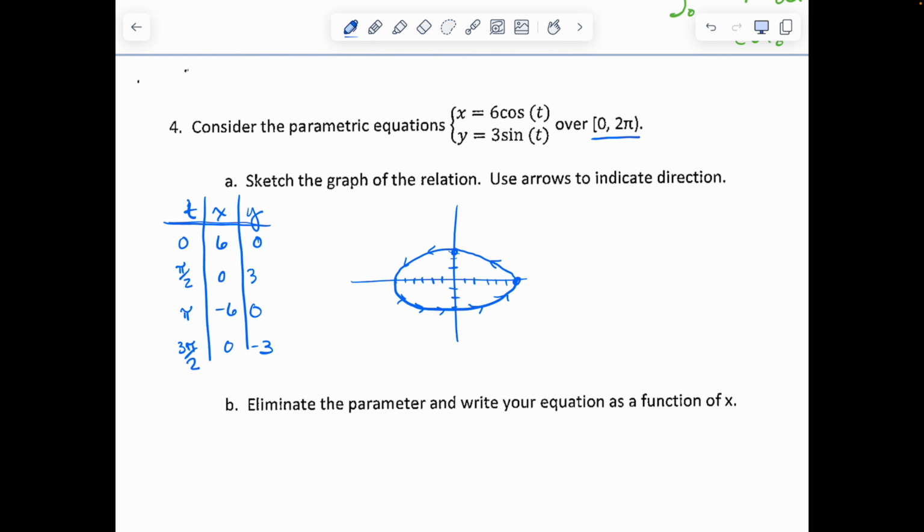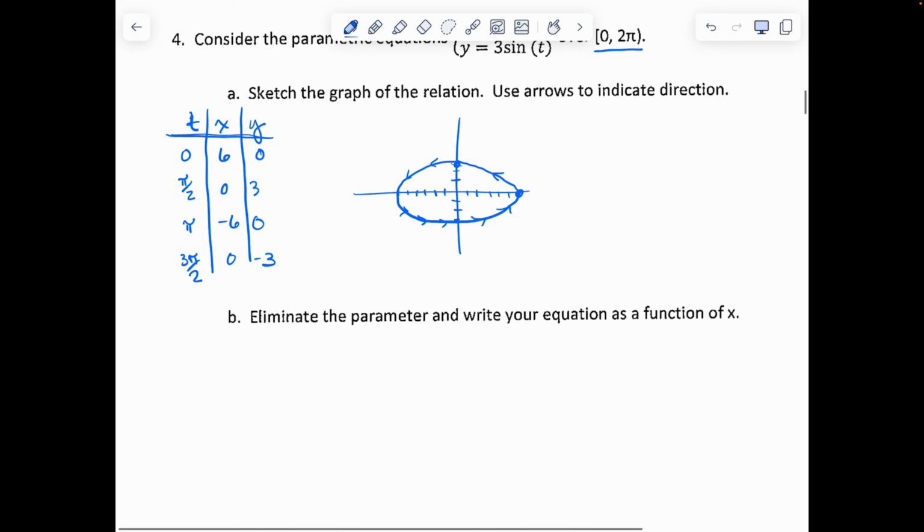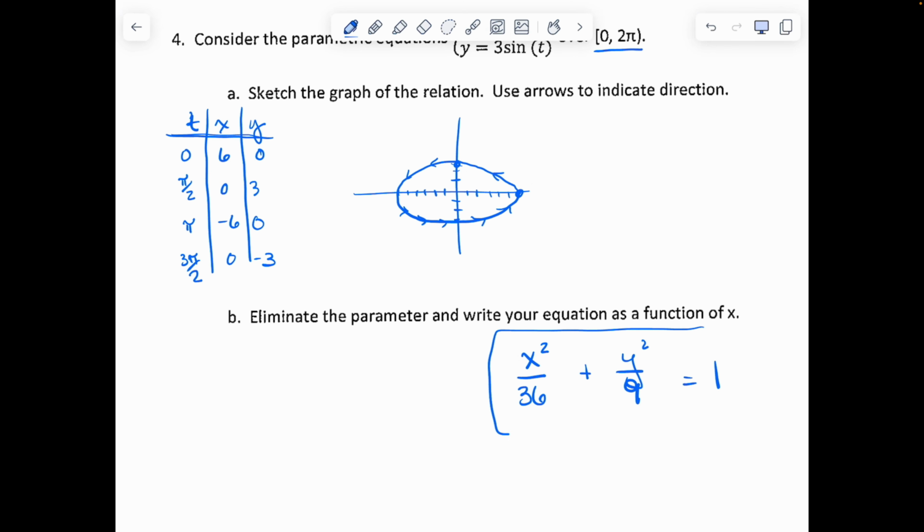So we can use sine squared plus cosine squared equals 1 and plug it all in that way, but also we can use our knowledge of an ellipse. This is an ellipse that's centered at 0, 0. So it's x squared over something plus y squared over something equals 1. The major axis goes with the x's, left and right 6, so 6 squared is 36. Up and down 3, 3 squared is 9. That's what our final answer should be if we eliminate the parameter using sine squared plus cosine squared.